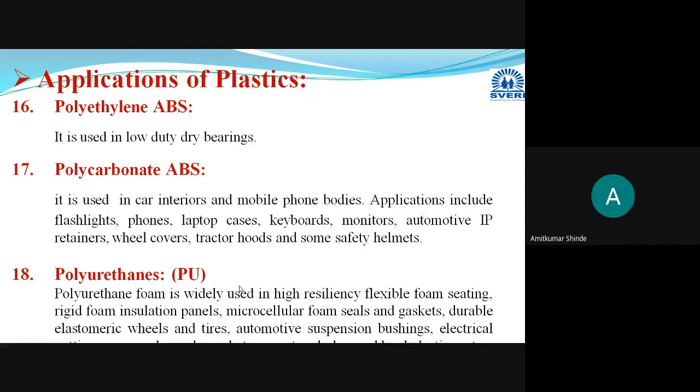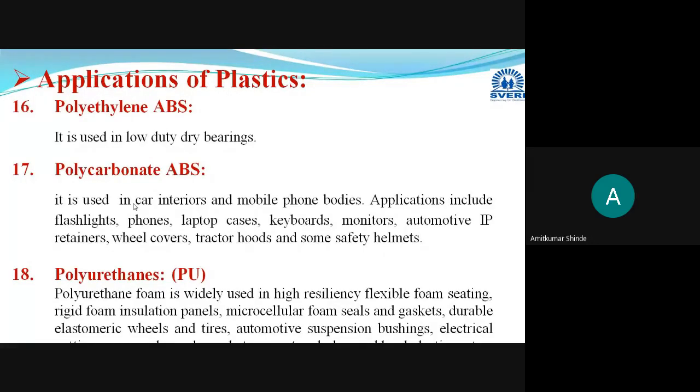Polyethylene ABS. Okay, this is nothing but a combination of ABS and polyethylene, and it is used in the manufacturing of low duty dry bearings. Then polycarbonate ABS, it is a combination of ABS, acrylonitrile butadiene styrene, and polycarbonate. It is termed as polycarbonate ABS. Whichever interior is there in our four wheeler, in the car, or our different SUVs, that interior is made from this polycarbonate ABS.